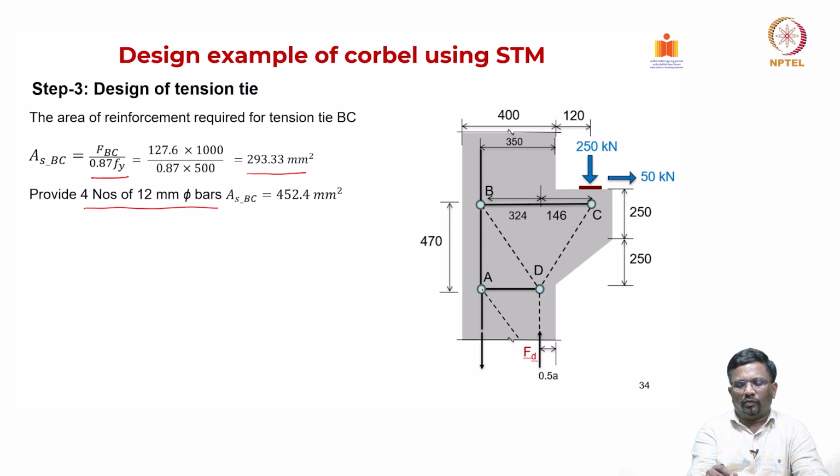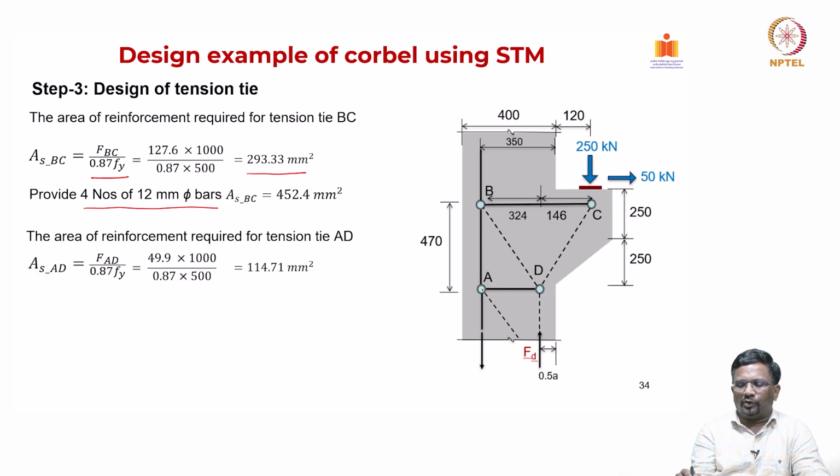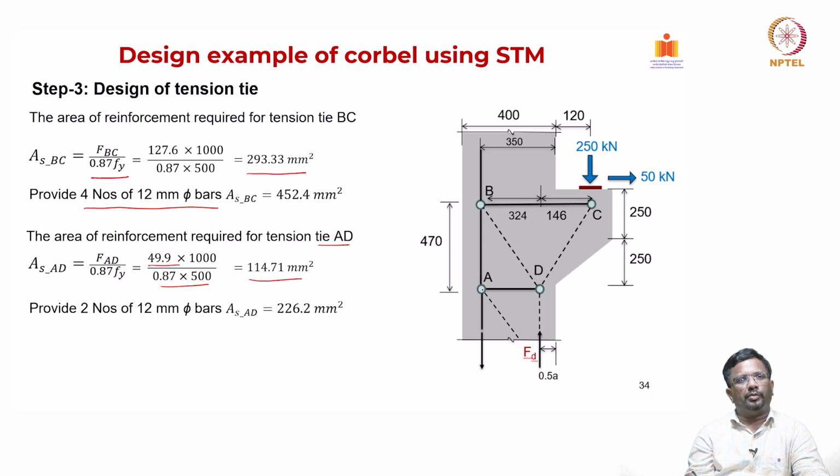But without violating the concreting difficulty, we should always use low diameter bars, right. Now the area of reinforcement required for tension tie AD: if you look at it again, the same force we found, 49.9 kilonewton, that you divide by 0.87 into Fy, you get an area of 114.71 millimeter square. So, we can provide two numbers of 12 mm bar, which is 226.